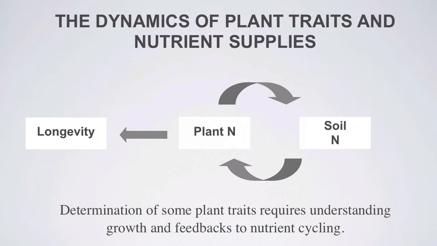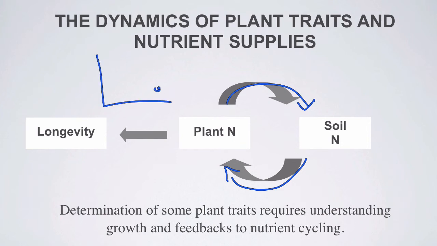When we think about how plant species traits interact with nutrient supplies, essentially we have a pattern like this. There are differences in plant nutrient concentrations, and think of this as something like %N or C to N ratio, and soil N availability. And determination of some plant traits requires understanding the growth and the feedbacks to nutrient cycling. So for all intents and purposes, when you start up a monoculture and plants are growing, they all have relatively high nitrogen concentrations. There's a lot of mineralization that occurs. It's a disturbed system, for example. And some species are going to grow faster than others and have different effects on soil nitrogen concentrations. And that's going to feed back to change plant C to N ratios or N concentrations.